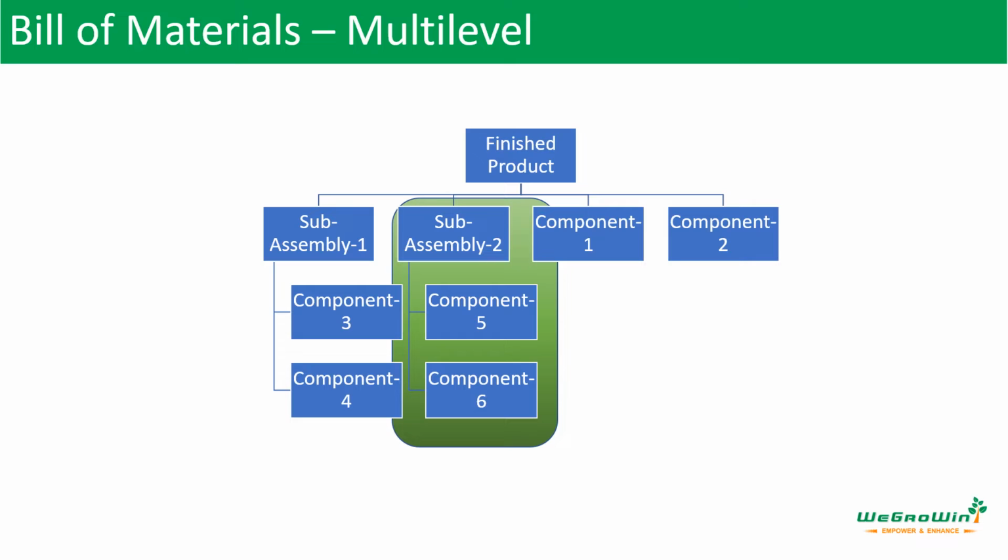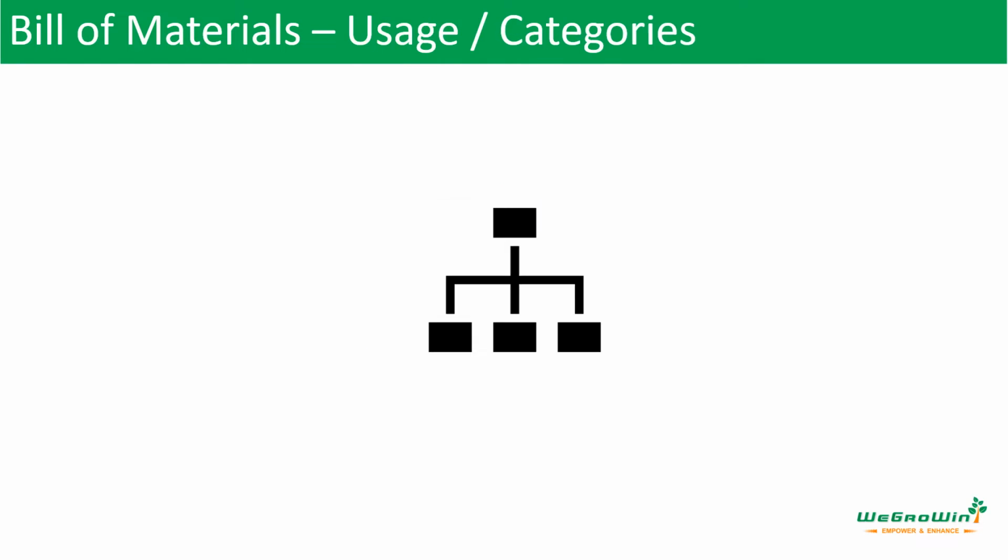So this is called multi-level. We saw that for the finished product there is one level, and then for the sub-assembly there is the next level, and for another sub-assembly, another level. If you are producing component 3 from raw material, then there will be another bill of material. So these are called multi-level BOMs. So we have single-level BOMs and multi-level bills of material. So there are different categories of bill of materials.